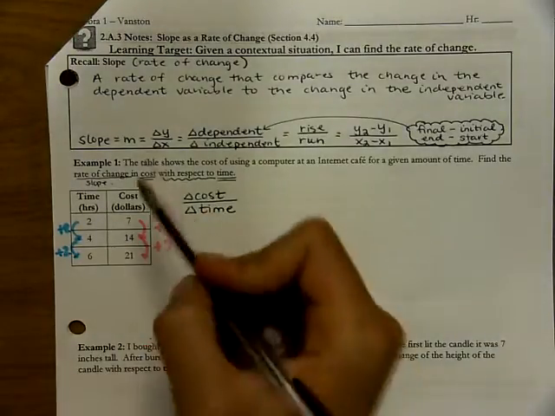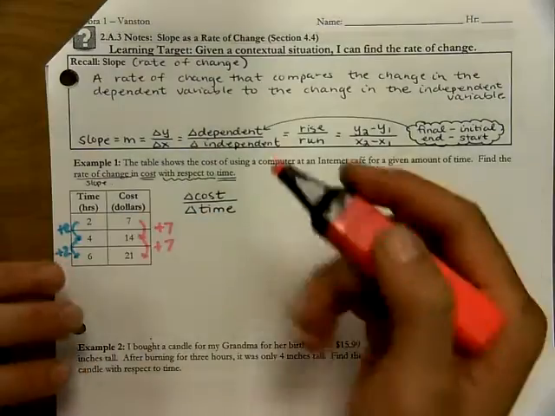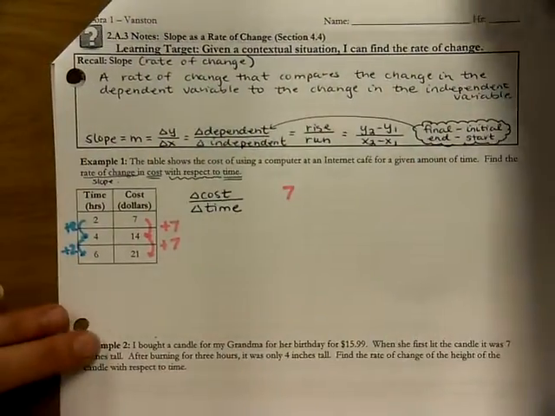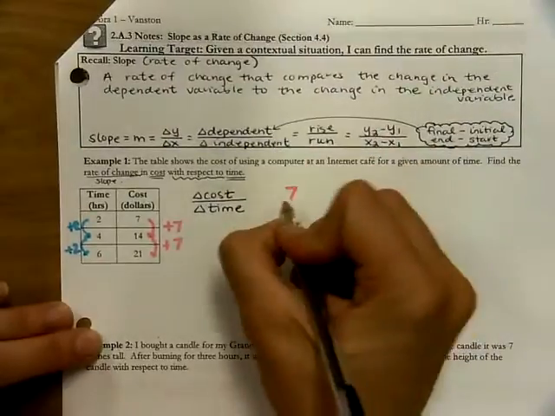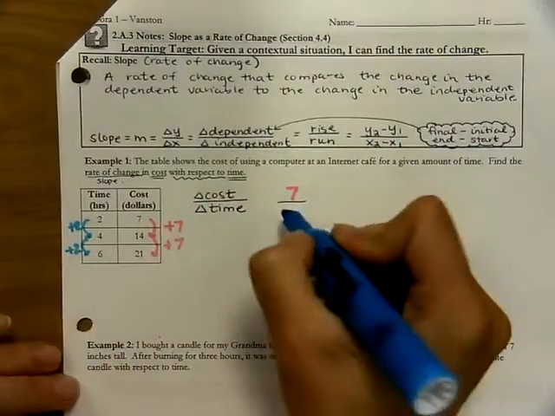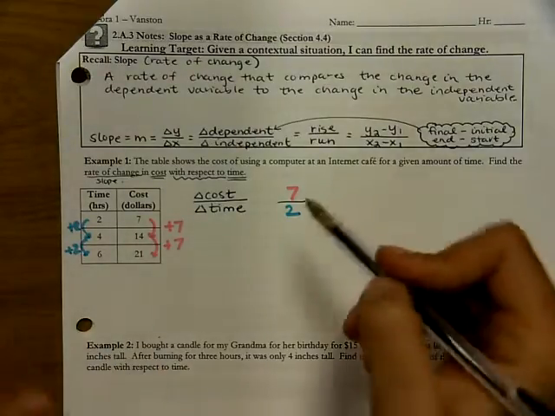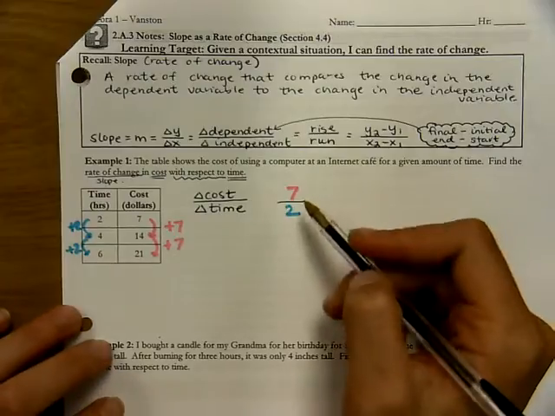So the cost, well, here's my cost. The rate of change in cost with respect to time, that's 7 over 2. Now, we can think of this a couple different ways. You can just leave it as 7 over 2 because that is a simplified fraction. If we do that, though, we want to make sure that we have units.